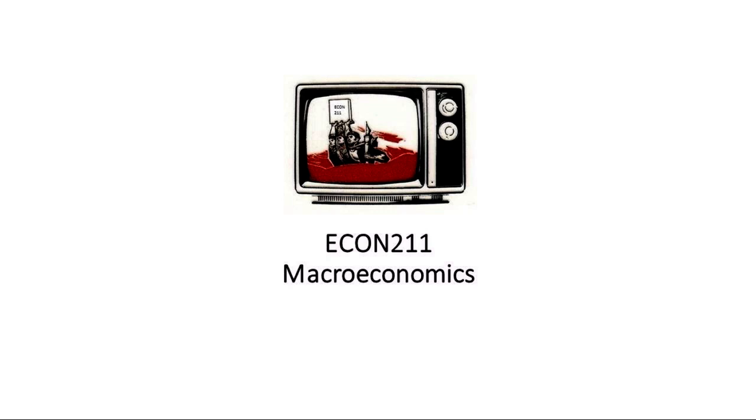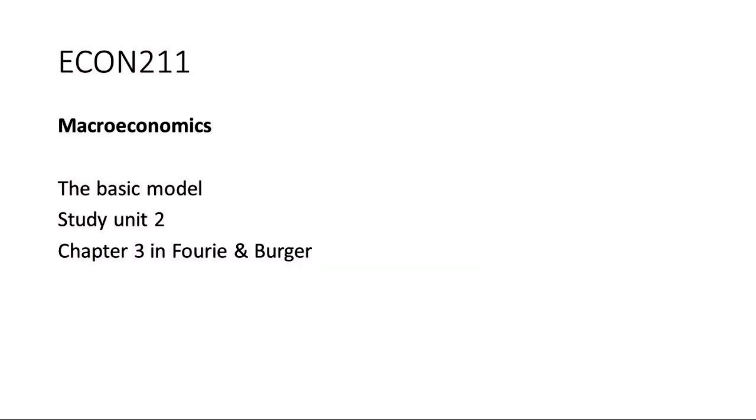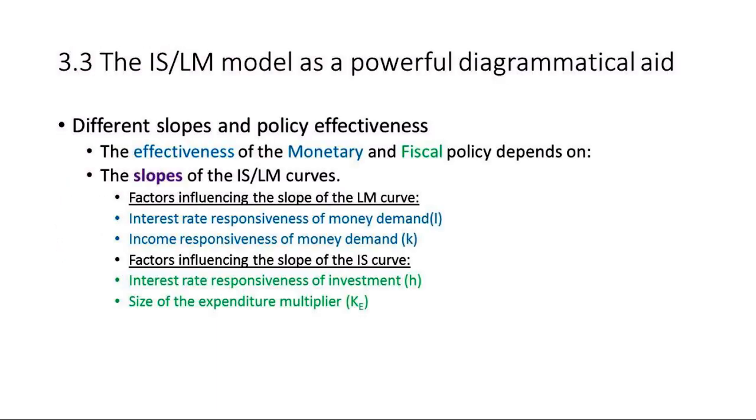We are busy with the basic model of macroeconomics in Study Unit 2 and Chapter 3 in Fourie and Burger. This is video number 10 of 10 covering the contents of Chapter 3. Now, we've already talked about the IS-LM model and how you can move IS and LM around to model policy changes, for example, an expansionary monetary or fiscal policy.